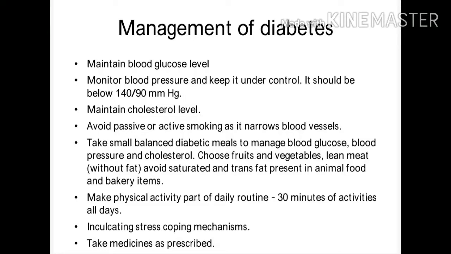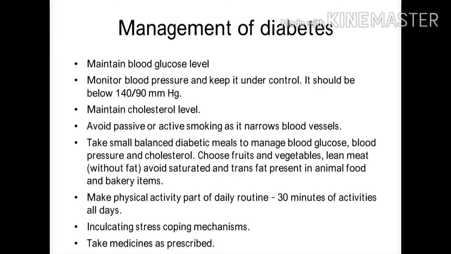Now coming to a state where you have got diabetes type 2, then you have to manage the diabetes, you have to control your diabetes by following these things. You have to maintain blood glucose level. Regularly monitor your blood glucose level. Monitor your blood pressure too and keep it under control. It should be below 140 by 90 mm of mercury. Maintain your cholesterol level in the normal range.